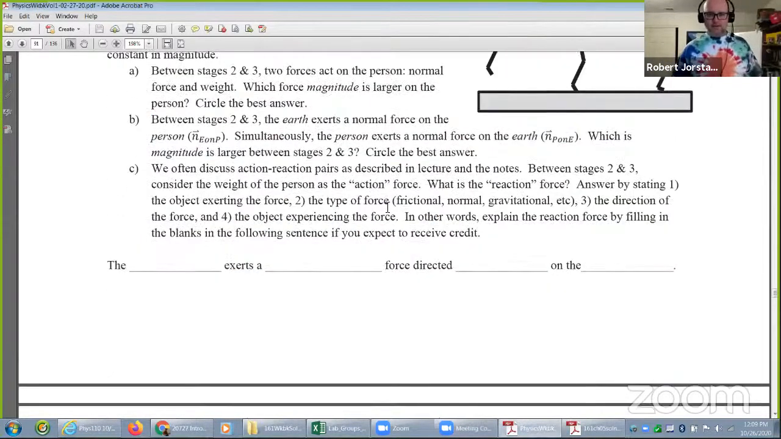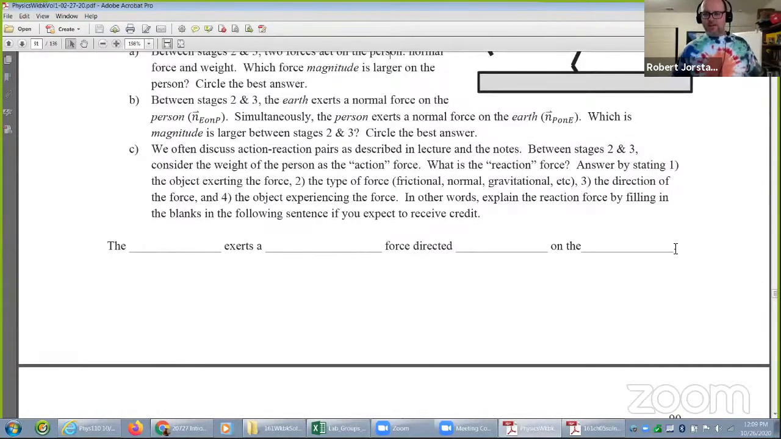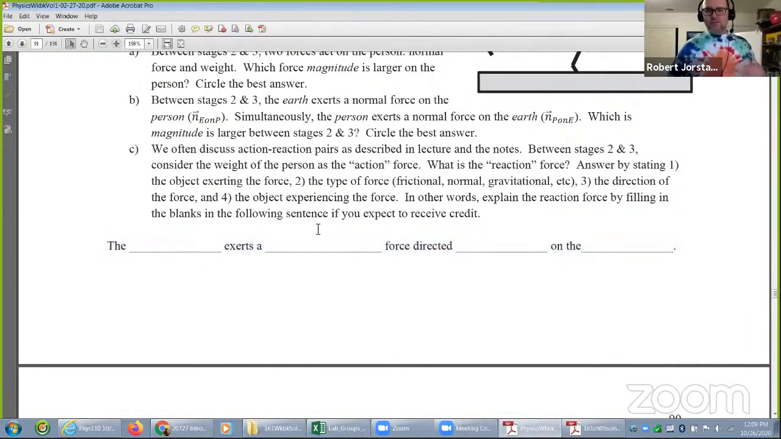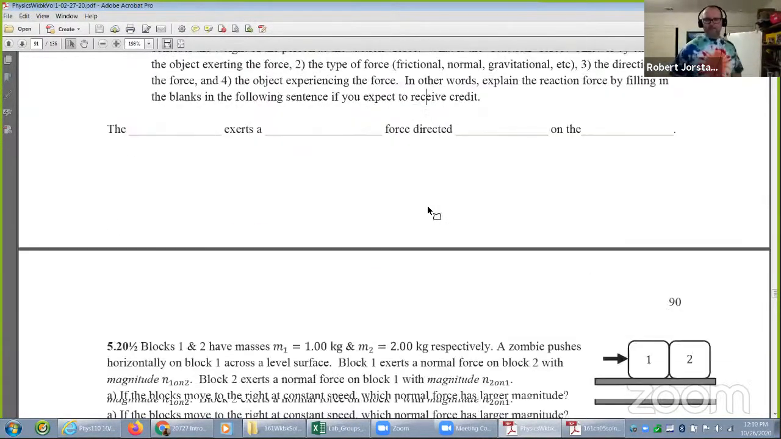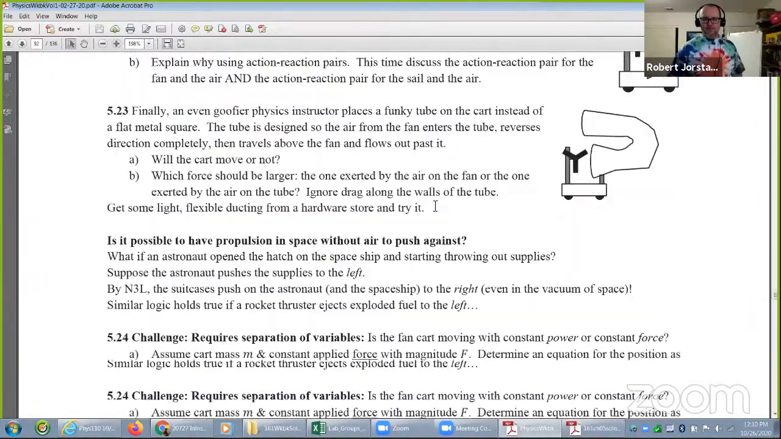Let's see where we're at here. All right. Oh, this shows you a great way. Sometimes on paper tests, I'll literally do this and fill in the blanks, and you'd be surprised. People will miss this all the time. But if you get used to writing the sentences like this, you can write all of your action-reaction pairs in this format. Okay. We kind of talked about those ones.